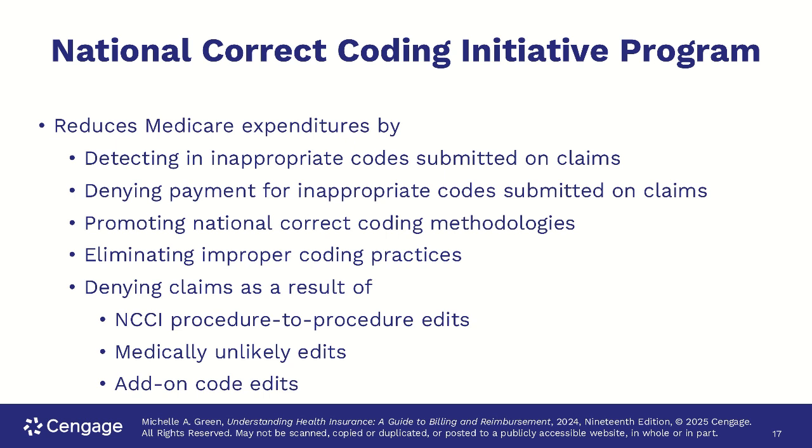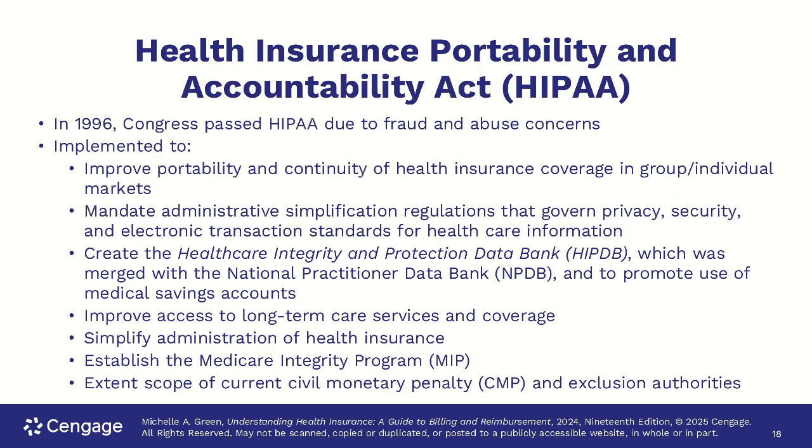there are 3 types of edits which can result in claim denials. The procedure to procedure edits, you're going to see more about this in the book, along with some examples. Medically unlikely edits, also known as MUE, and then add on code edits. Okay. The other thing I will say to you is that because these are governmental programs, they have a website dedicated to NCCI. They have a website dedicated to HIPAA.